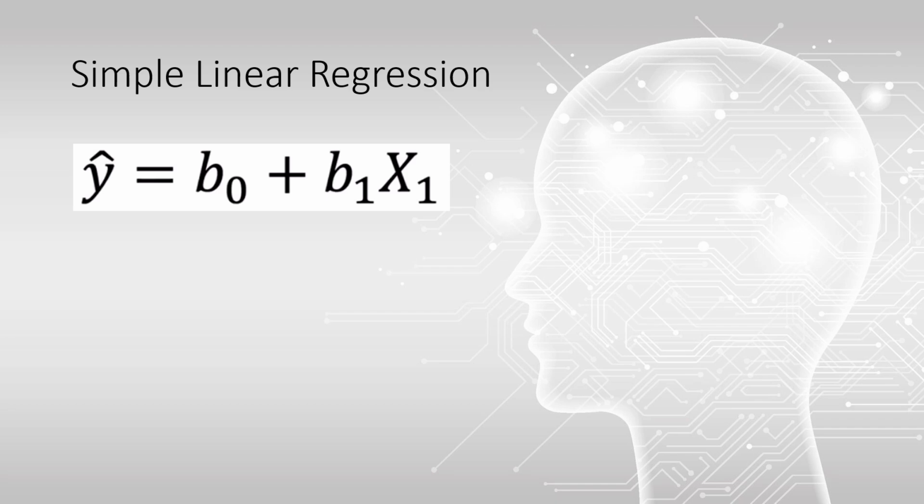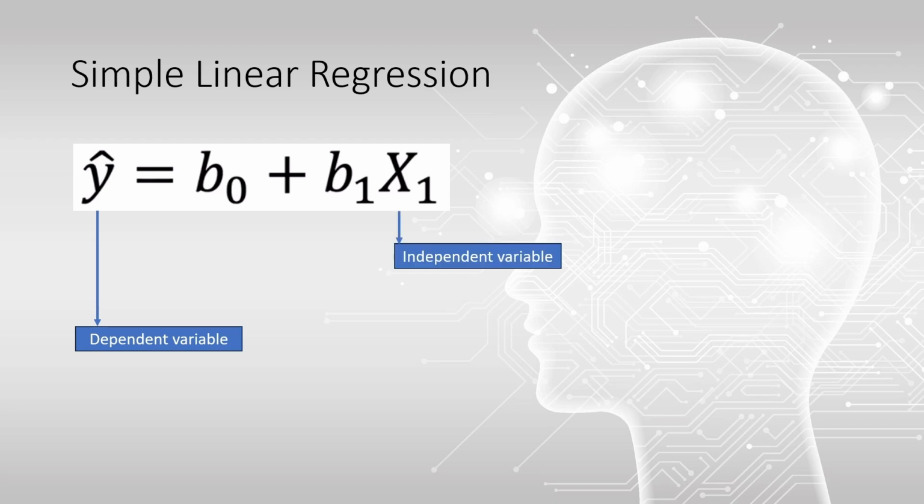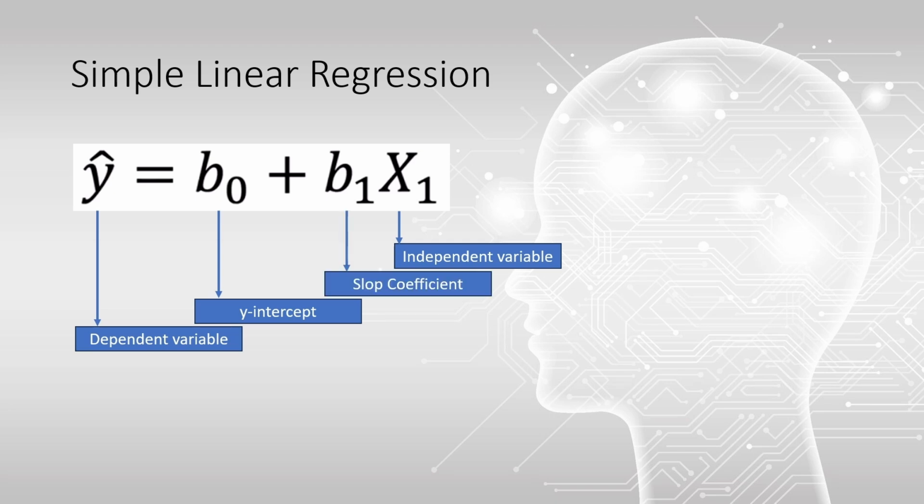So here is the equation and we will look at the parts of this equation one by one. On the left, we have our dependent variable which we are trying to predict. On the right, we have our independent variable. Here we have B0, which is the y-intercept, also known as the constant. And B1 is the slope coefficient.